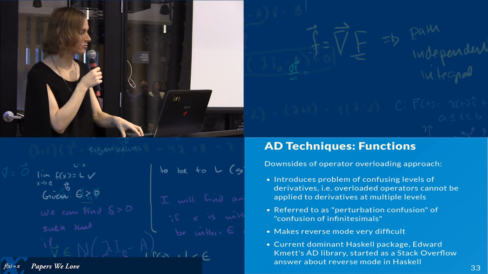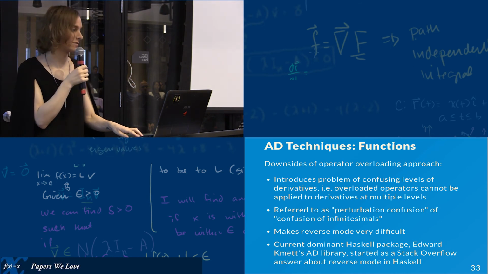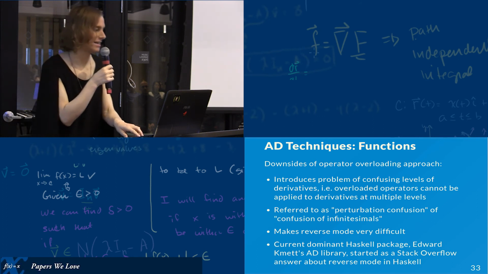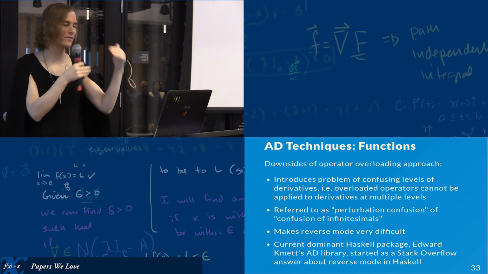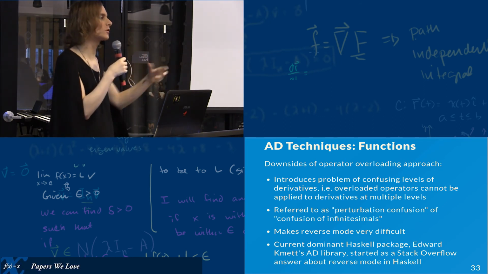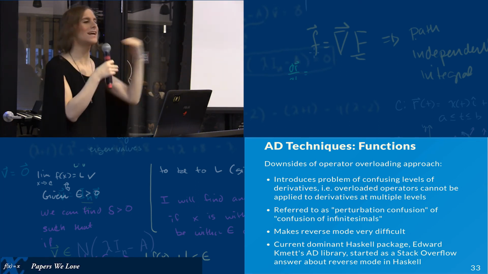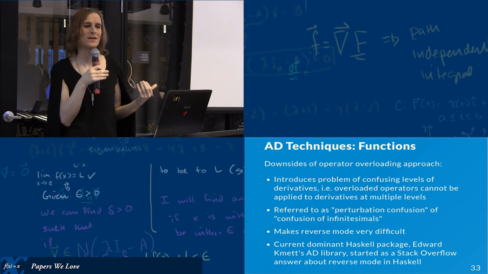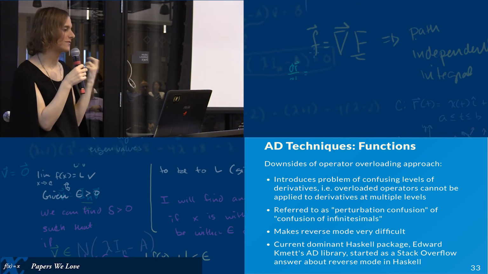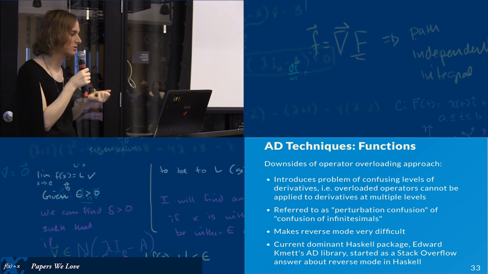The upside compared to the data-driven approach is that it allows use of built-in functional composition for applying the chain rule, which is very important if you want to do anything of practical significance. The downside is that it has problems of confusing levels, right? Even with arithmetic operators, if we overload multiplication to be the Cauchy product or the binomial theorem, then you can't multiply the first and second derivative. There are different semantic levels that mean different things. So this was later referred to as perturbation confusion or confusion of infinitesimals, because that's what it would mean in standard notation, like you would learn in high school.